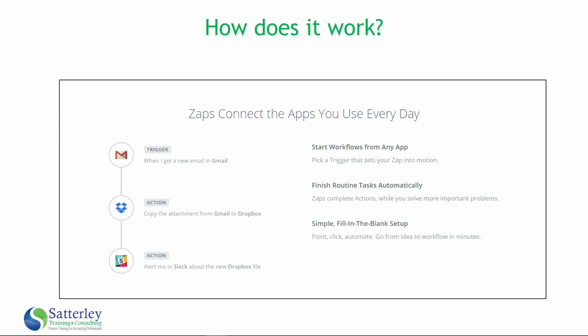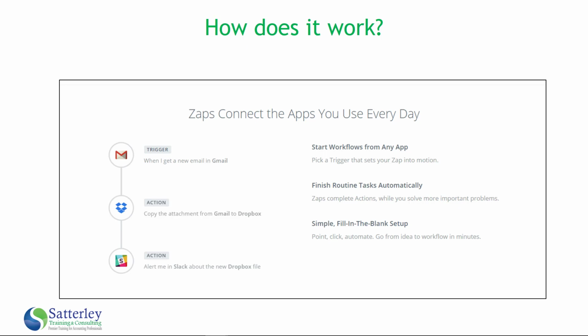Zaps have three main components. First, we have the trigger. The trigger is basically something that happens in an app. For example, an email comes in Gmail. That could be a trigger. Another trigger could be, in my Zap, a new vendor.